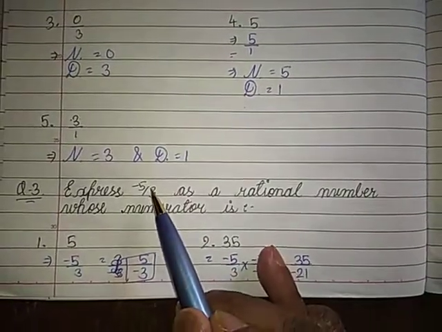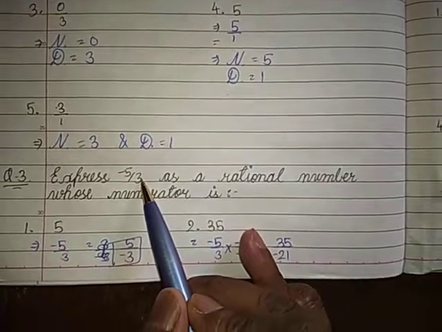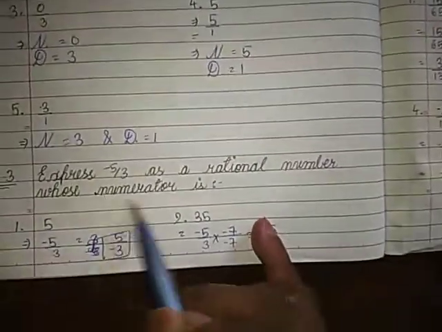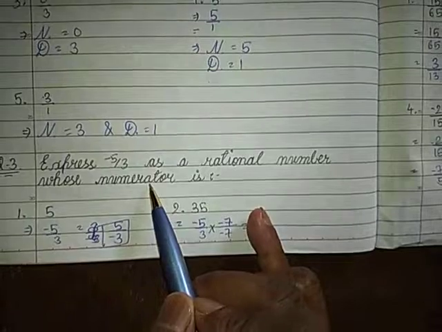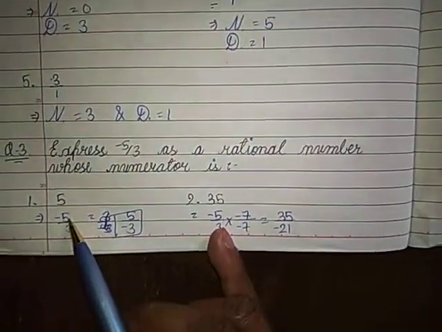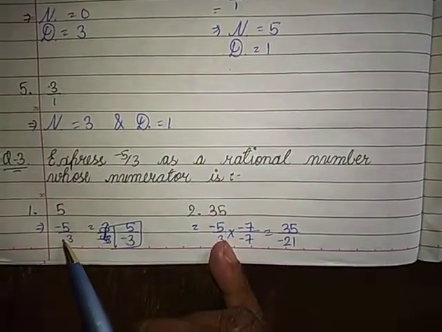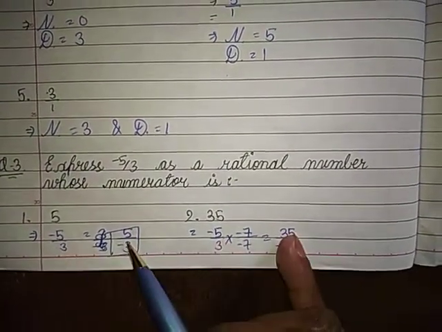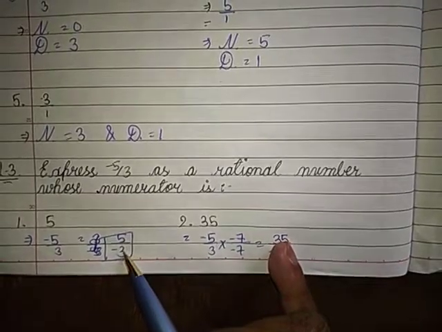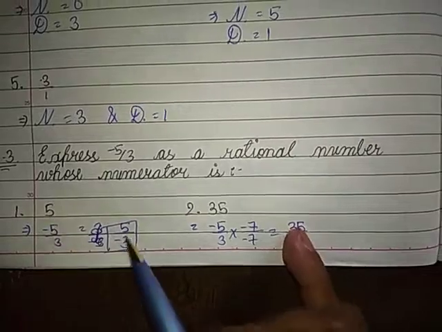Now, express minus 5 by 3 as a rational number whose numerator is 5. Which number is given? Minus 5 by 3. We have to make the numerator 5. What is the numerator here? Minus 5. How can we remove it? Put the sign down in the denominator. So you will get 5 by minus 3. So what is your numerator now? 5. So it is your answer.